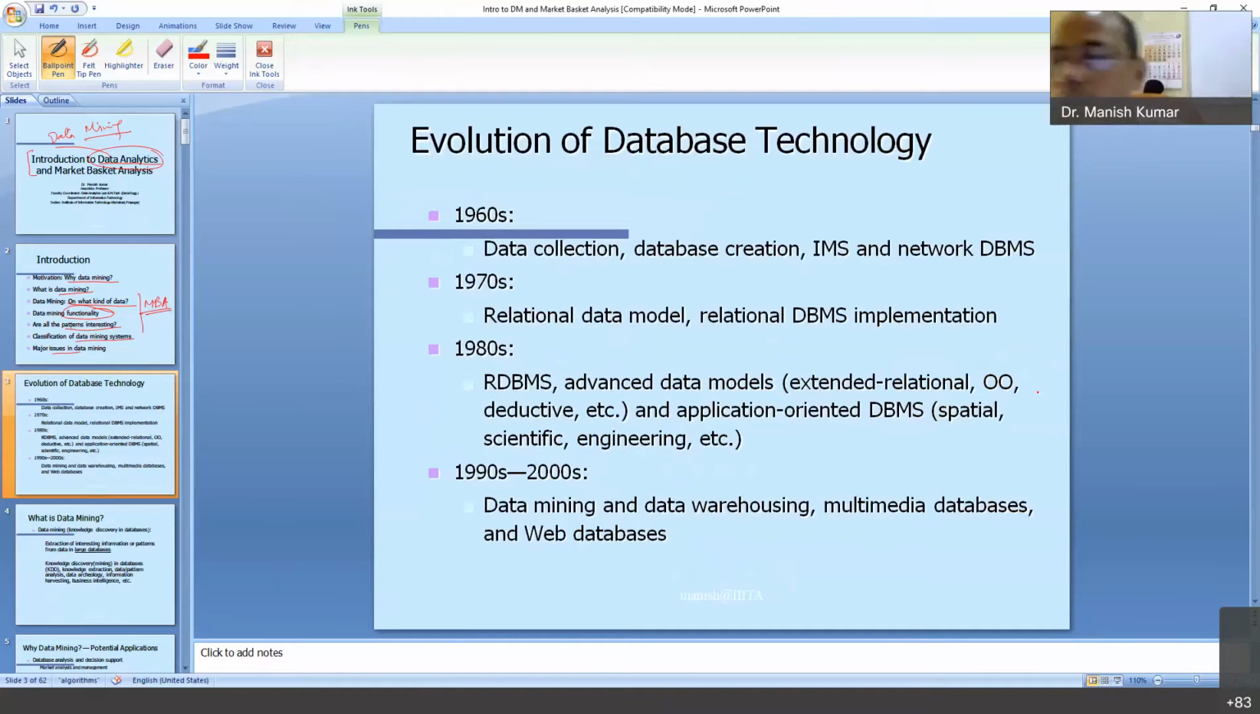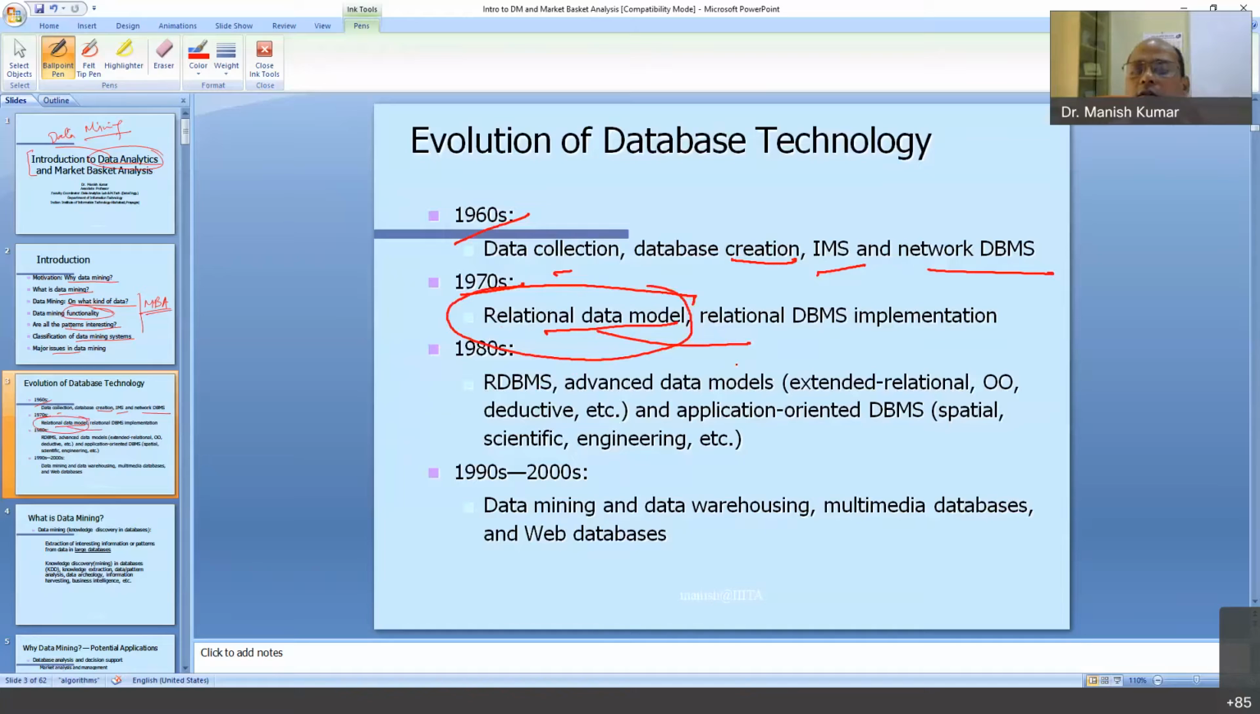If you look at the technology evolution, you'll find that in the 60s we started with data collection and some sort of elementary early database creation. We had something like IMS and network databases in place. After 10 years of these initial evolutions, we moved to a revolutionary data model, which is known as the relational data model. And it is still important because we are still using this relational data model.